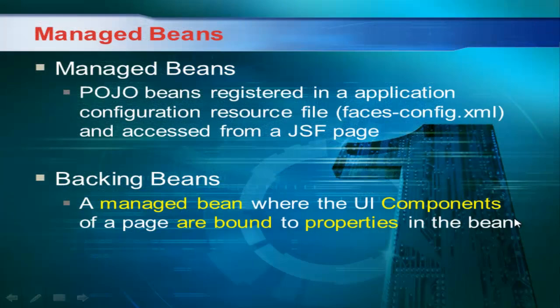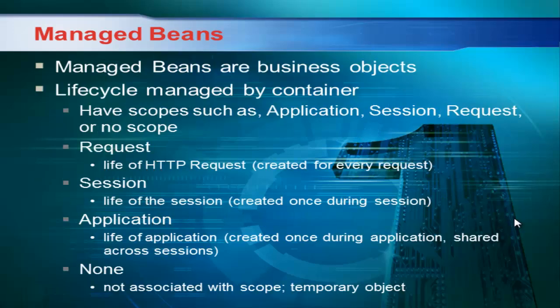Beans and the backing beans. Both of them are nothing but the POJO classes or the objects of POJO classes. One of them is bound to the properties of the UI component. Then in the last class I told you that the bean is called a managed bean because the life cycle or the life of that bean is managed by the framework, and the lifespan of the bean is decided by the different scopes like request, session, application, none.